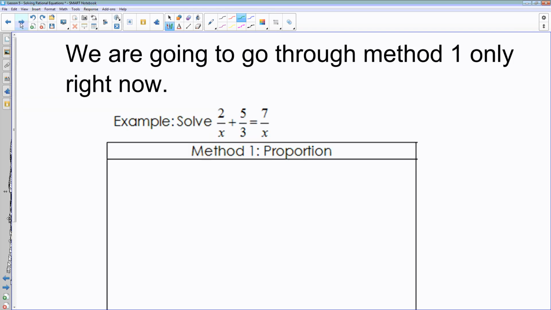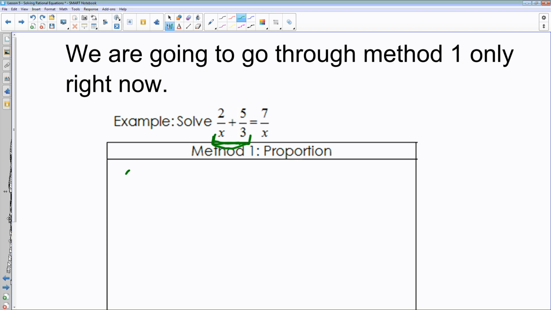Now, you don't have to do the proportion method every time. You can actually do another method. So I'm going to show you the proportion method one more time, and then I'm going to show you the LCD method, which I personally prefer. So again, for the proportion method, you have to get these two fractions equal to one fraction. So let's do some side work here.